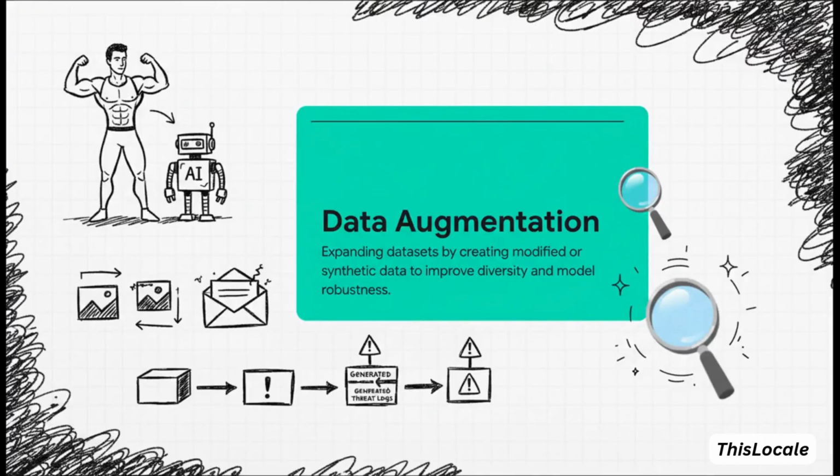All right, so let's talk about data augmentation. Honestly, the best way to think about it is like a personal trainer for your AI. Instead of just showing it the same few examples over and over again, you're constantly creating new, modified versions. You might slightly change a phishing email or generate a totally new kind of threat log. The whole point is to build a tougher, more resilient model that doesn't get blindsided by the unexpected.